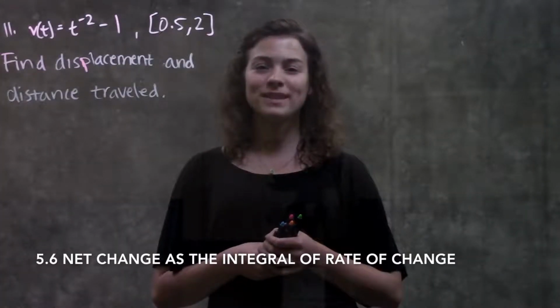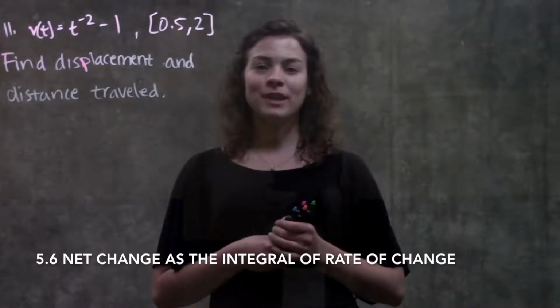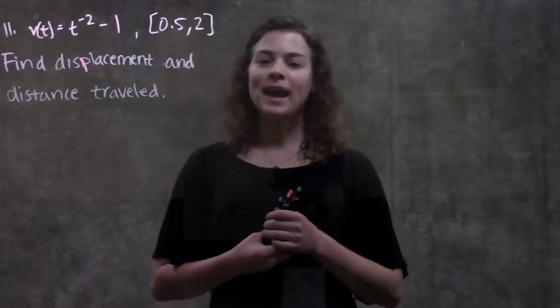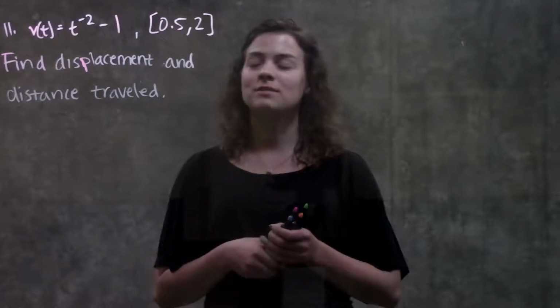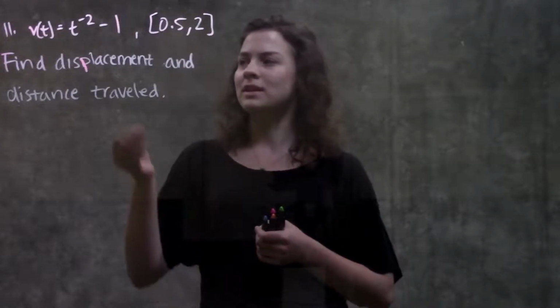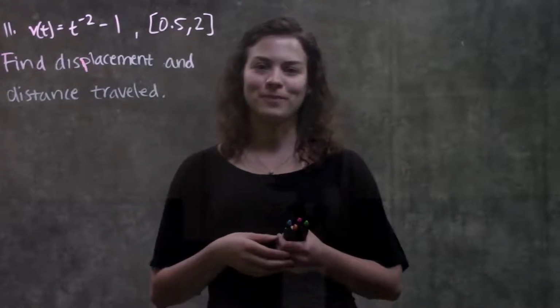This is section 5.6, net change. In this video, we're going to go through number 11 in your book, and this is an example where it's asking us to find both the displacement and the distance traveled of some function on some interval.